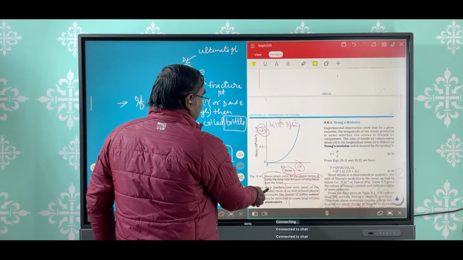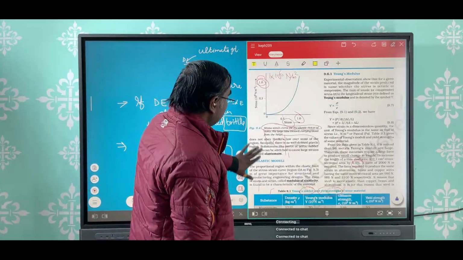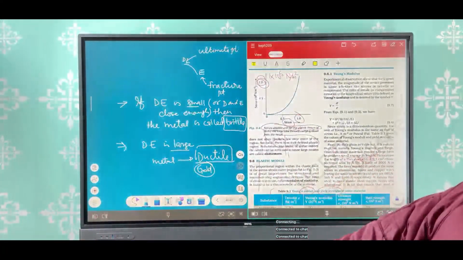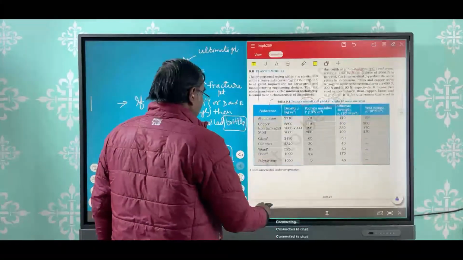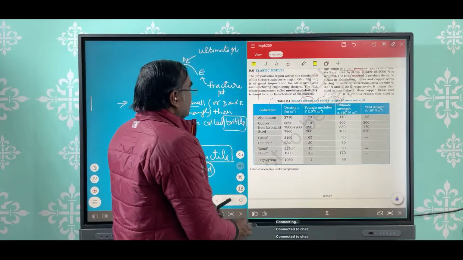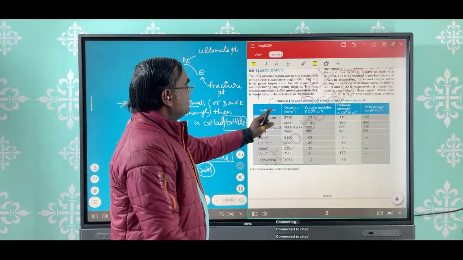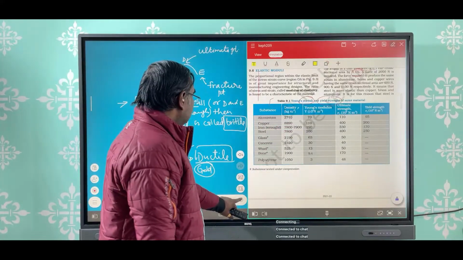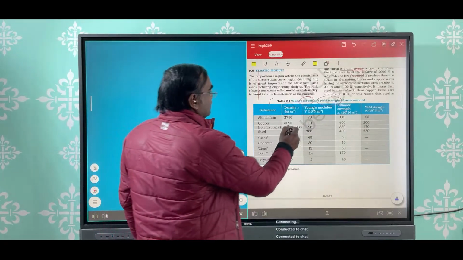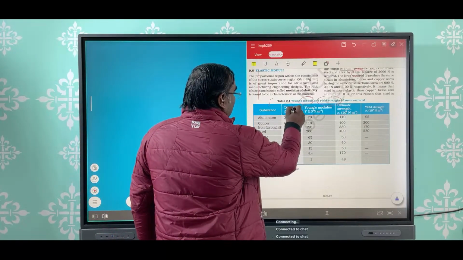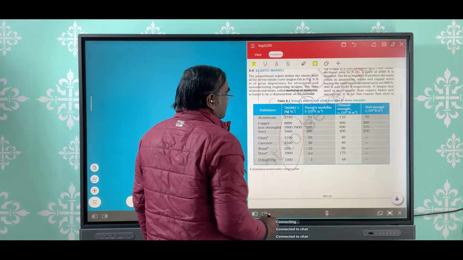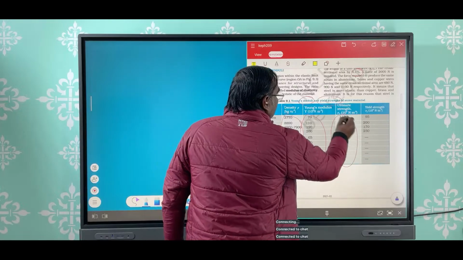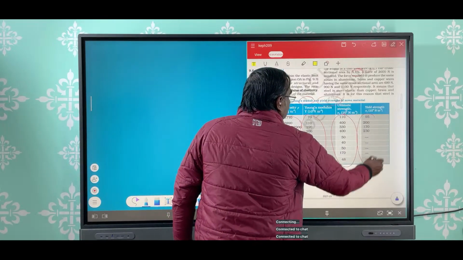अब हम लोग ये टेबल को समझते हैं. So see, now we discuss this table 9.1, Young's moduli and yield strength of the material. You can see, this is the density column, right? And this is the Young's modulus column, and this is the ultimate strength column, and this is the yield strength.